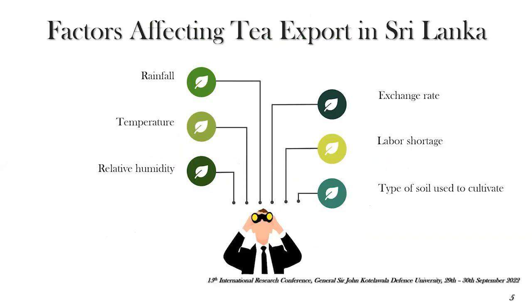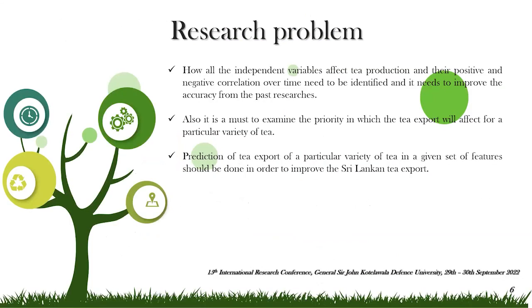When we are talking about the factors that affect the tea export, there are a number of factors. Such factors can be classified as rainfall, temperature, and so on. By analyzing the past research works, it was found there are some research problems. Those problems were carried out and analyzed in this research study.